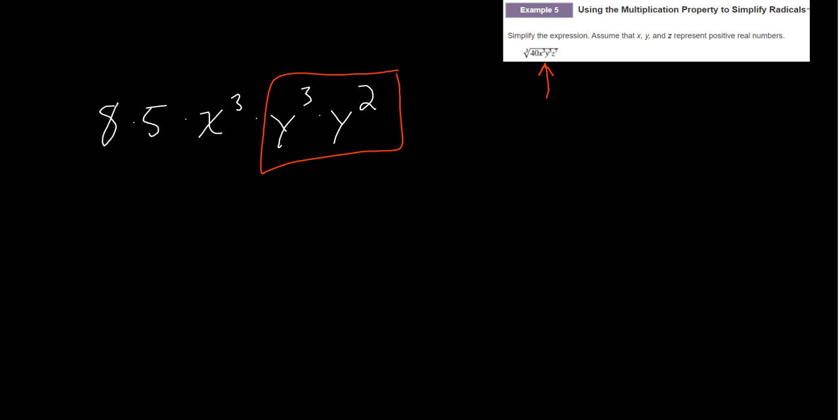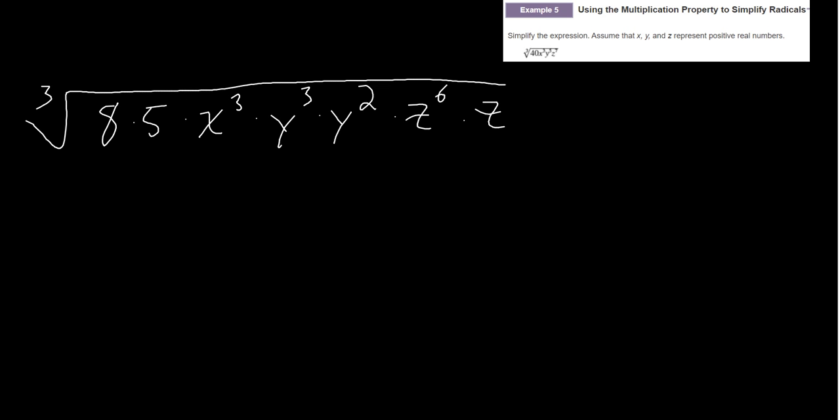I'm just writing it this way so I can take these numbers out of the radical. And then we have z to the 7th. What's my largest multiple of 3 that will go into 7? That's going to be 6. So we're going to have z to the 6 times z. Now let's put our radical here.